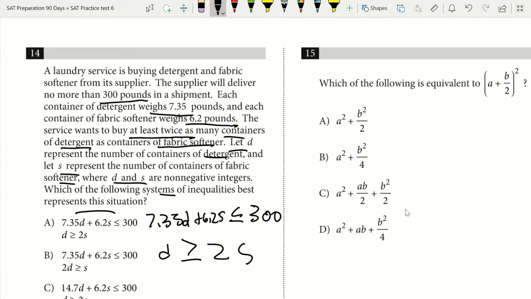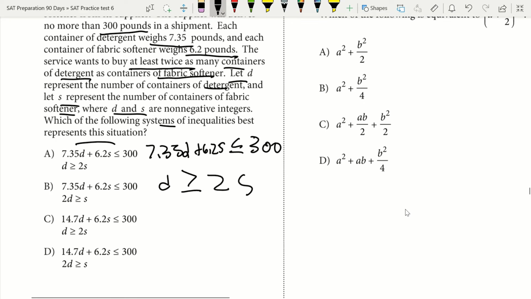I've got to have 300 being greater than or equal to. I see that I've got that equation not in C and not in D because those have the wrong D and S, but I do have it in A and B. Next, I need to have D being greater than or equal to 2S. I see that I have that in A. So my answer there is going to be option A. All right, next we've got 15.